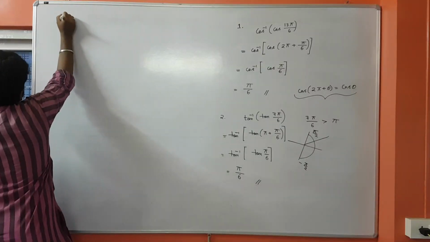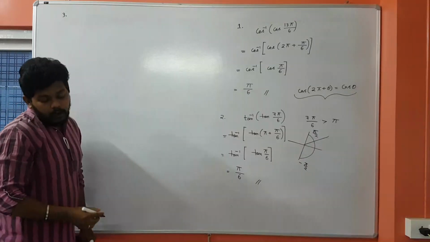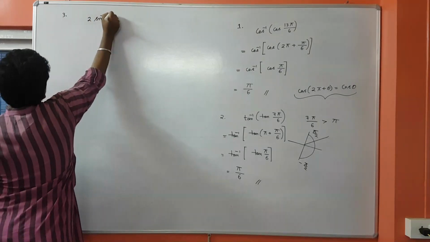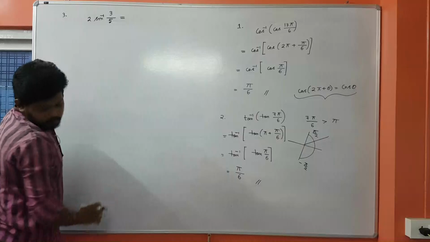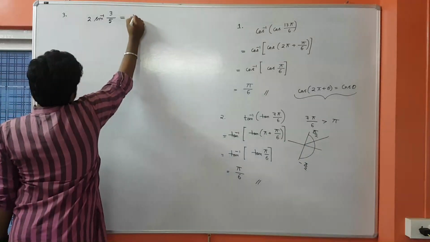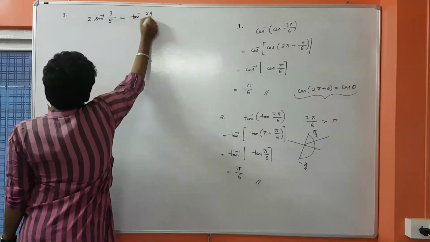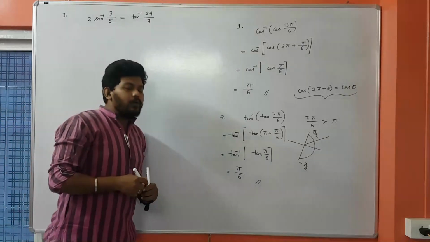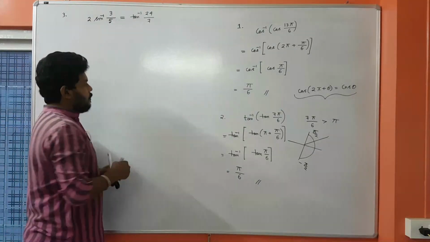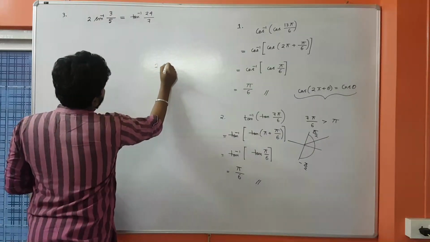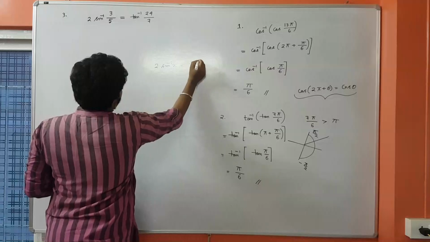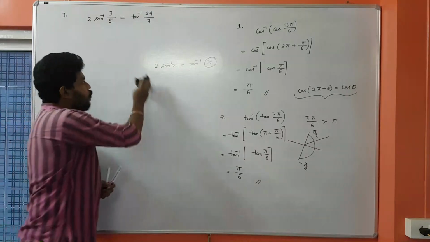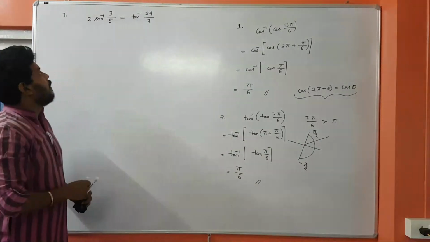Number 3, you are asked to prove that twice sin inverse of 3 by 5 is equal to tan inverse of 24 by 7. So it is given twice sin inverse of x, but we don't have any formula like this. Twice sin inverse of x is equal to tan inverse of anything, there is no such formula. How to find this? Now we will apply geometry.